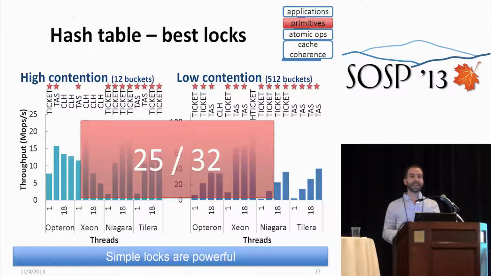So on this slide, I have put together the experiments on the hash table on all 4 platforms. And additionally, on top of each bar, I have plotted which is the best lock algorithm at each data point. Without going into the details of the results, if we observe which lock achieves the best performance in each case, in most scenarios, and actually in 25 out of the 32 cases, it is simple spin locks that performed the best, thus verifying that simple lock algorithms are powerful.